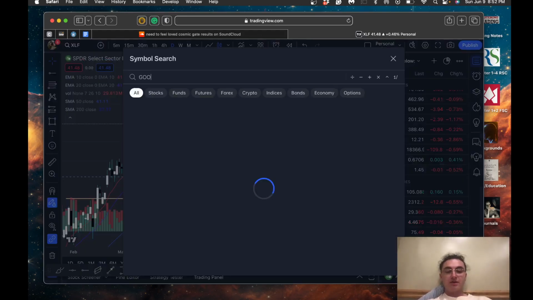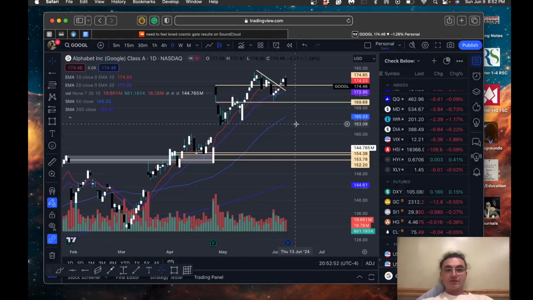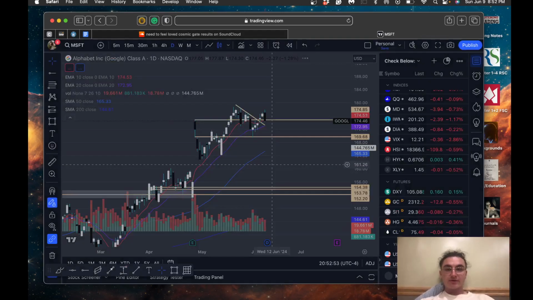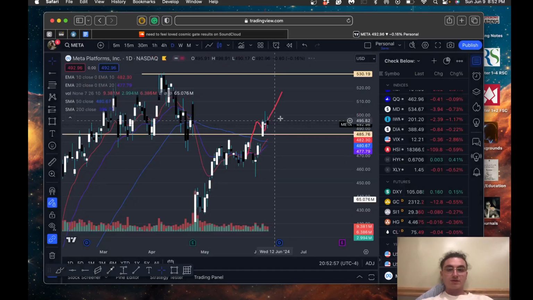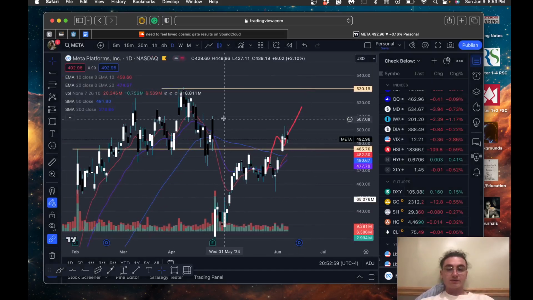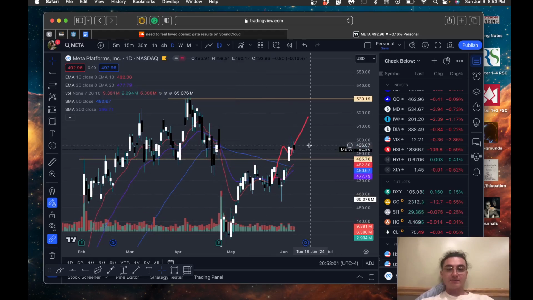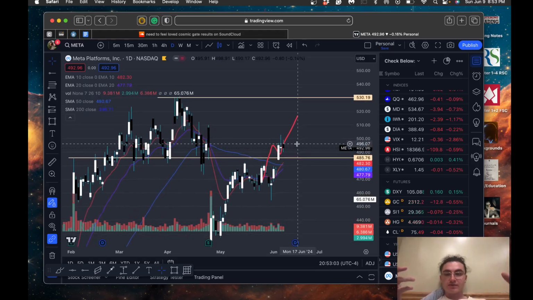Like again, obviously Apple looks better than Google. Obviously Apple looks better than Microsoft. Obviously Apple looks better than Meta. So what am I going to do? I'd probably trade that name over these names, simply because it looks the best. That's the point of putting in the hours and going through all of those names, so you can identify the best possible trades and then make yourself money.